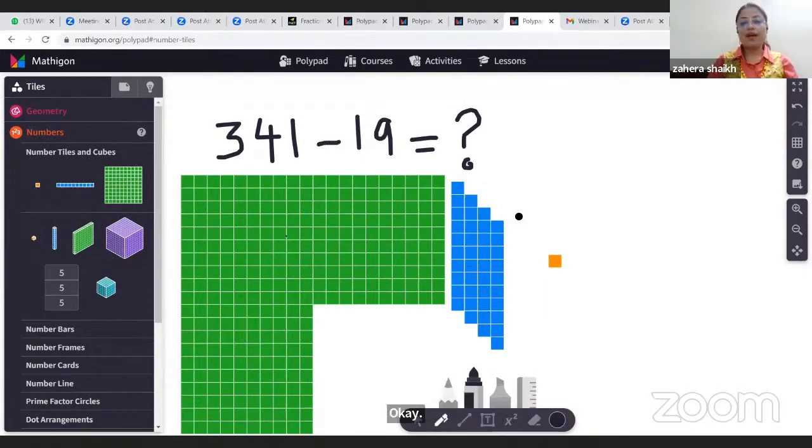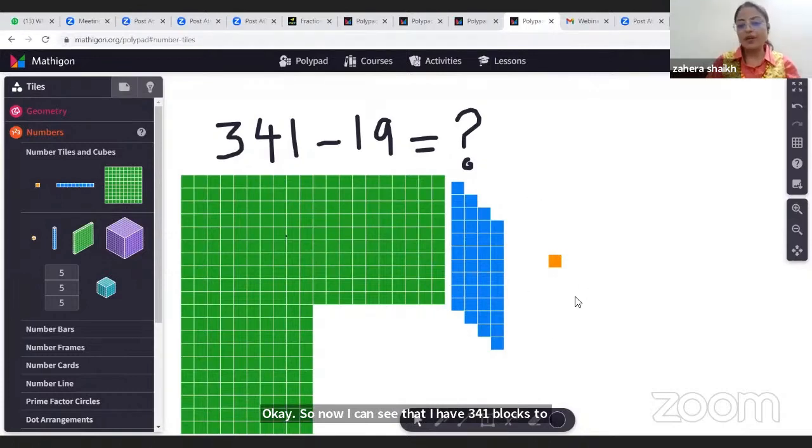Okay. So now I can see that I have 341 blocks to represent, where 3 flat squares of 100 unit blocks are there and 4 towers of 10 unit blocks. Now I have to subtract 19, where I can see that there is 1 ten and 9 ones. So if I consider the smallest value of this number, I have to subtract 9 units from this 1 unit, which is not possible. So what to do? I have learned that I can represent this 341 as 300, then 3 tens and 11 ones, right?